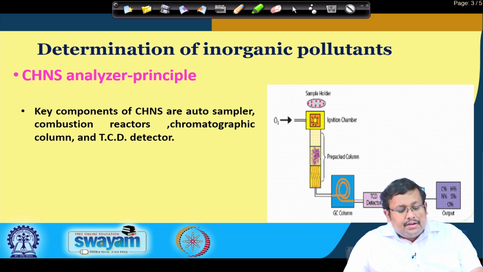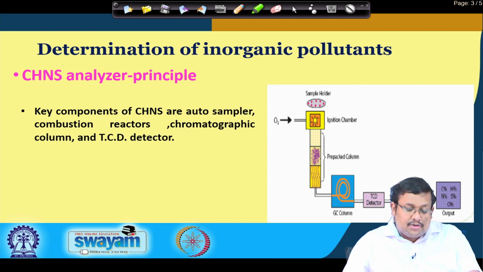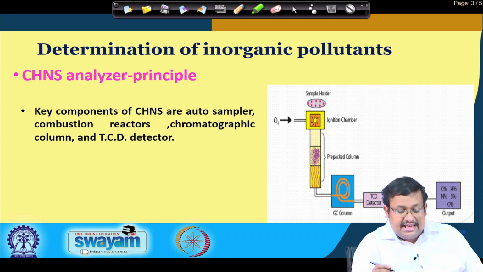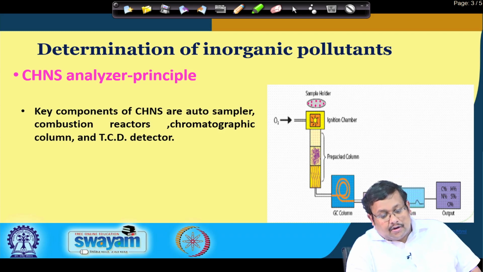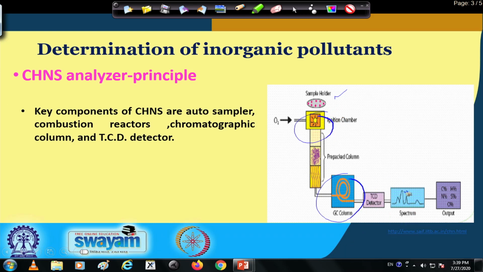So, guys, the key components of CHNS analyzers are the auto sampler, combustion reactors, chromatographic columns and TCD detectors. We can see here first obviously the auto sampler, and then the combustion reactors, and then the chromatographic columns, and then the TCD detector. These are the four major parts of this CHNS analyzer. So, guys, I hope that you have got a basic understanding of the principle of the CHNS analyzer.